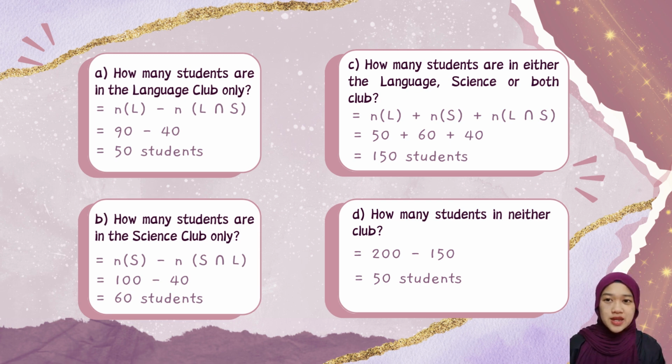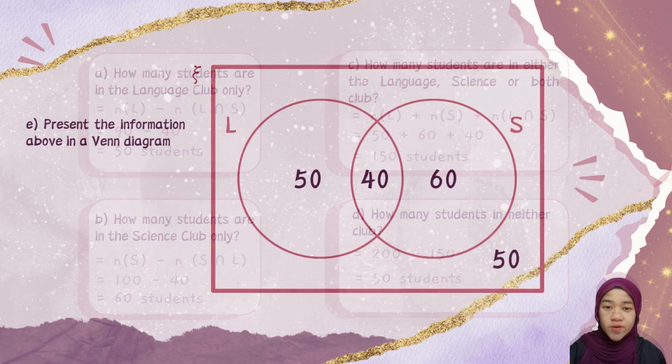Next, how many students in either language, science or both clubs? So we just add all the numbers of students, so 50 plus 60 plus 40, and we get 150 students. For the question, how many students in neither club? So we just minus 200, which is the total students, with 150, which is the number of students joining a club. So we get 50. We put the information above in a Venn diagram.